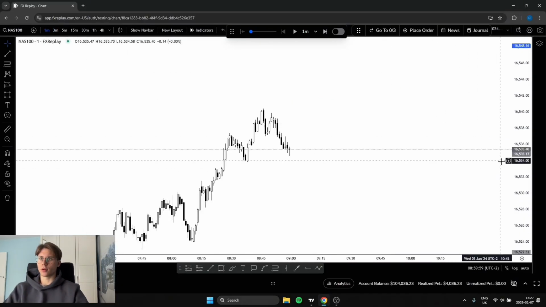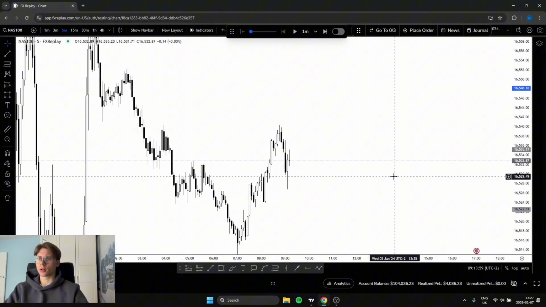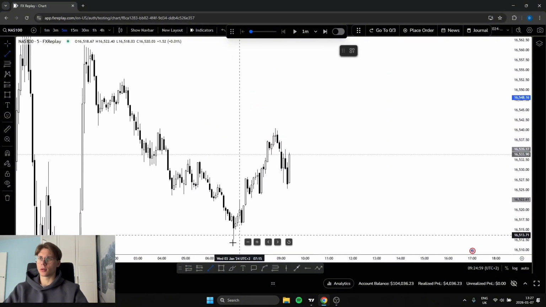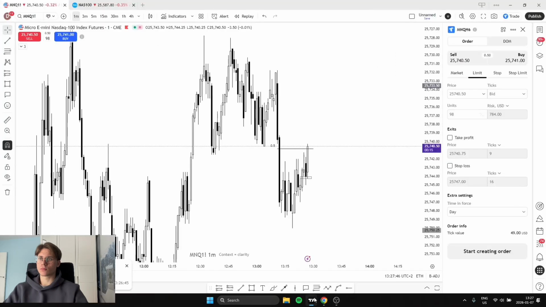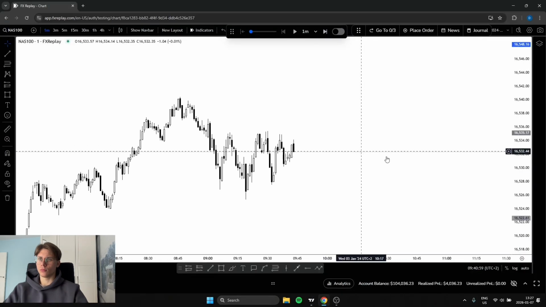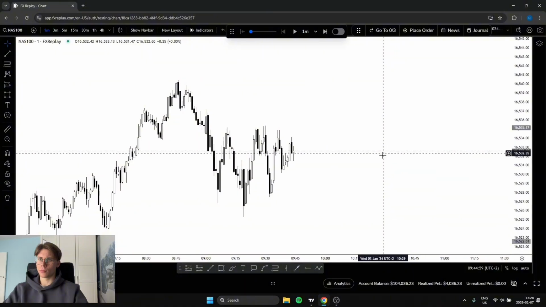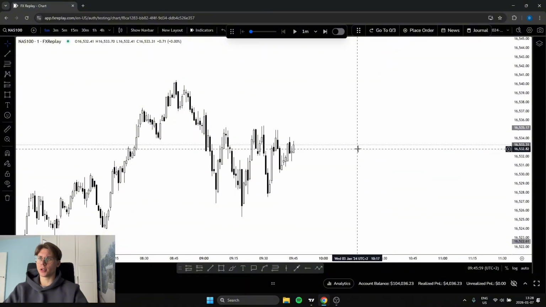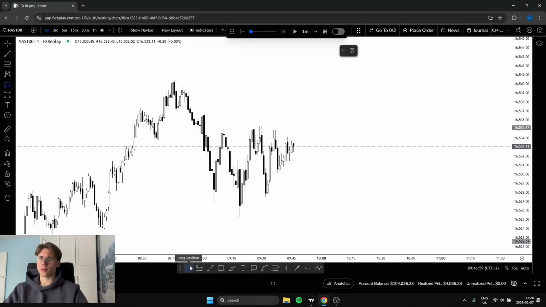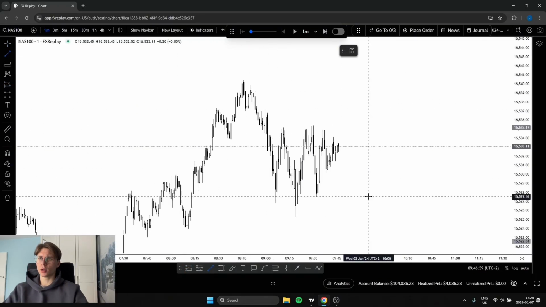Just waiting for the London session. What is the price giving us? Yeah, a bit dirty price action, but I see the clear draw on liquidity, which is to take out this high. Let's go a bit higher time frame.